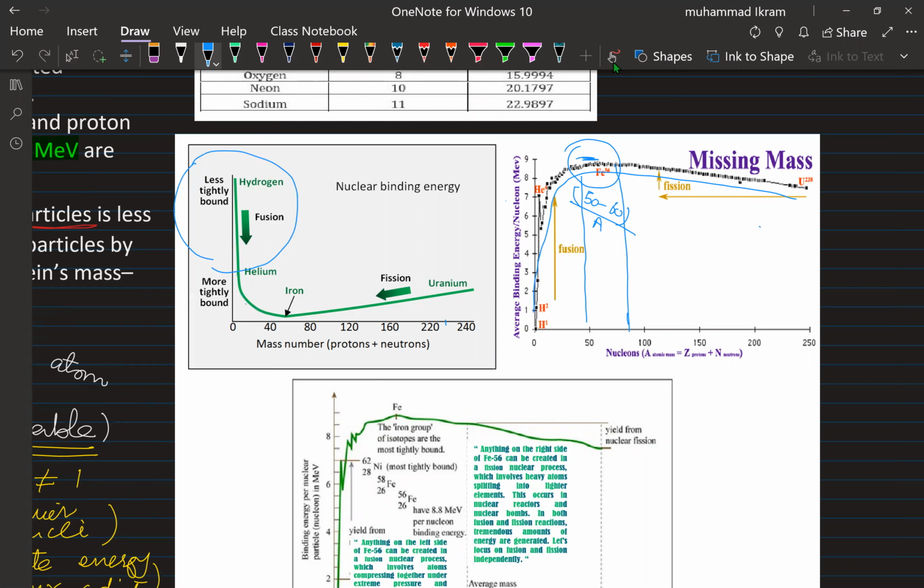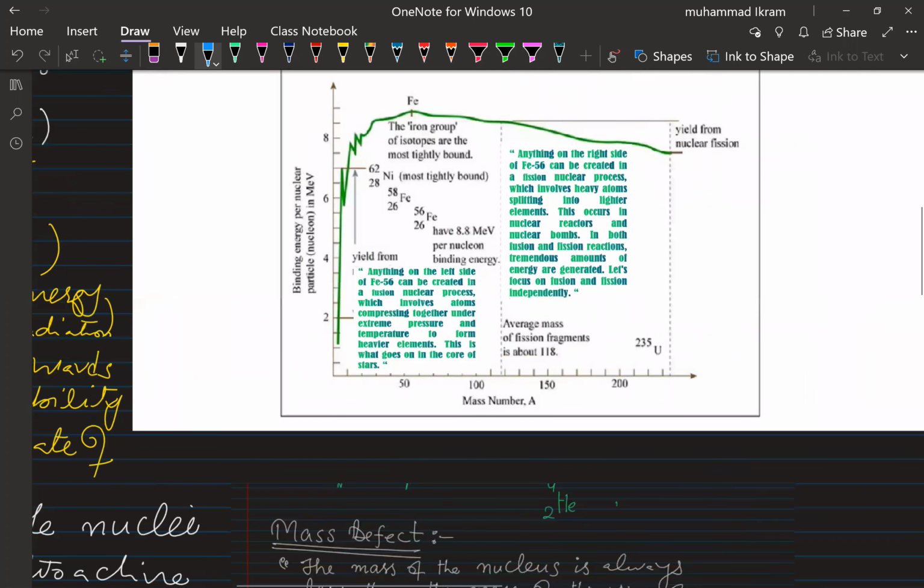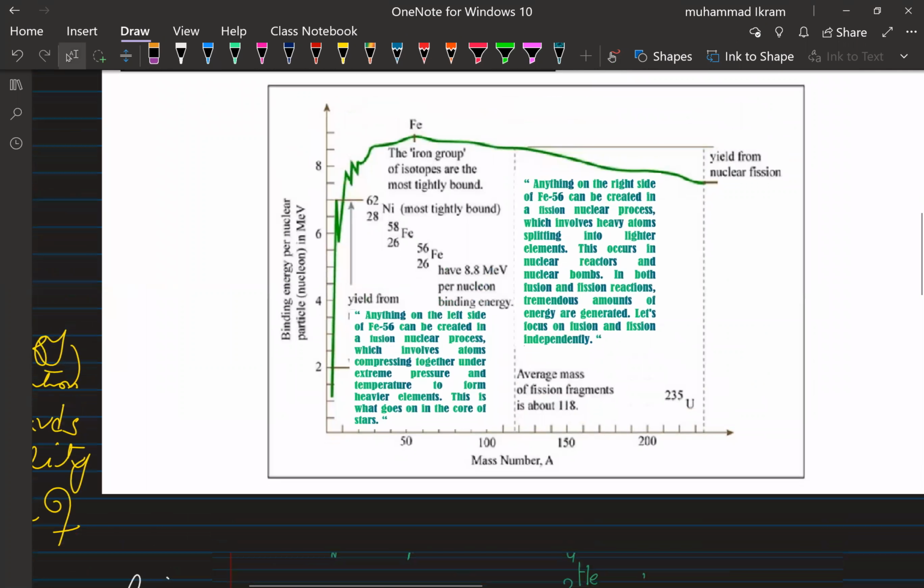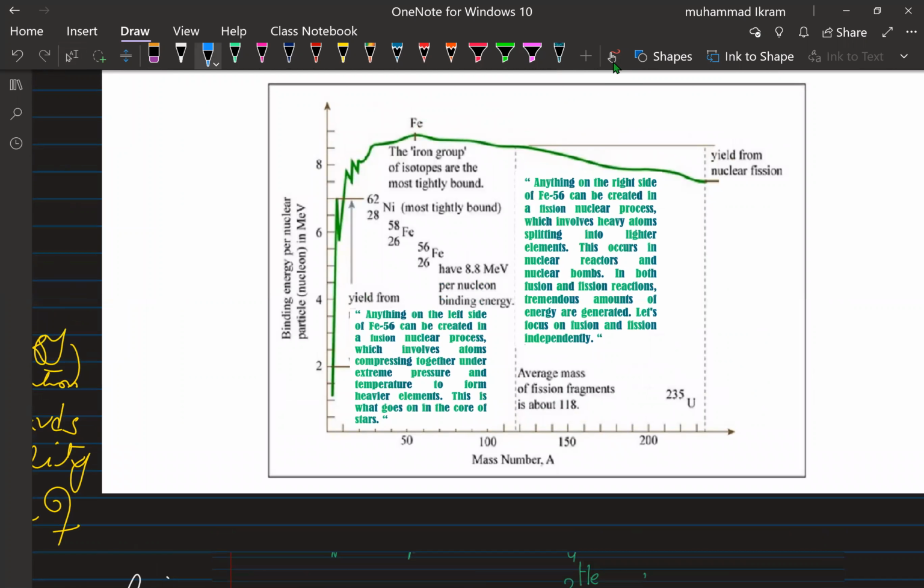So the binding energy shows greater stability. It means that it is very difficult to smash the iron nucleus. So iron is the most stable. Why? Because it needs a lot of energy to break the nucleus, because this energy is very high here, as you see. For this reason, as I told, the iron group of isotopes are the most tightly bound. Why? Because the binding energy per nucleon is very high, so greater work must be done to separate the particles.